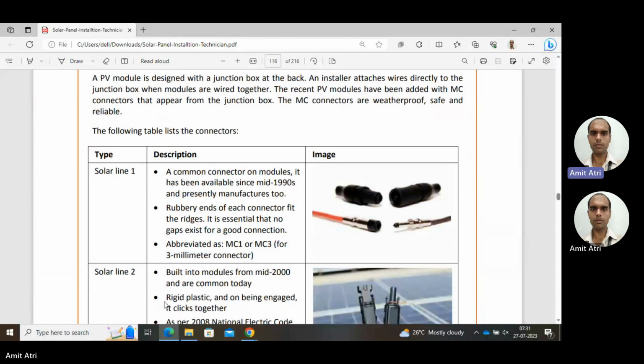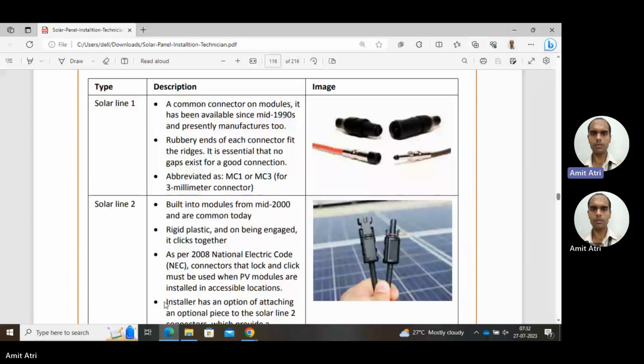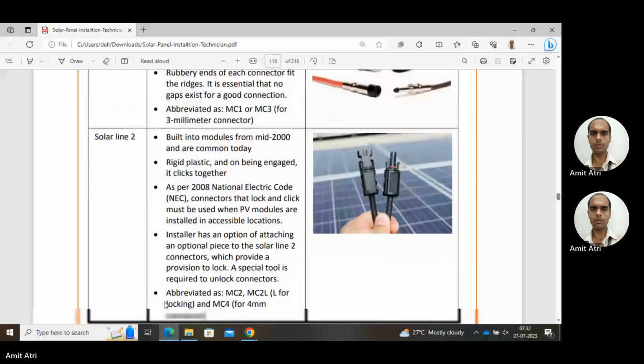First one, solar line 1. The image shown there. The common connector on modules. It is an earlier version, 1990. It was famous. Currently, it is used but not much. So the rubber end of each connector fits the ridges. It is essential that no gap exists for a good connection. If a gap is there, chances of leakage, sparking. So it is abbreviated as MC1 or MC3.